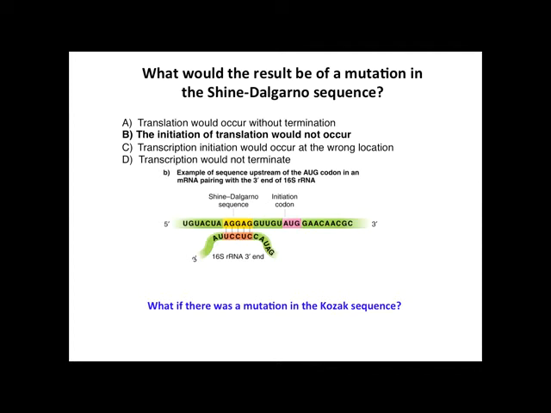Well, in order to answer that question, you need to know what a Kozak sequence is. And if you remember from your reading, the Kozak sequence is essentially the eukaryotic version of the Shine-Dalgarno sequence. It is the location in the mRNA that the eukaryotic ribosome binds to initiate translation. So if there was a mutation in the Kozak sequence, you would have the same effect, except this would apply in eukaryotes instead of prokaryotes.